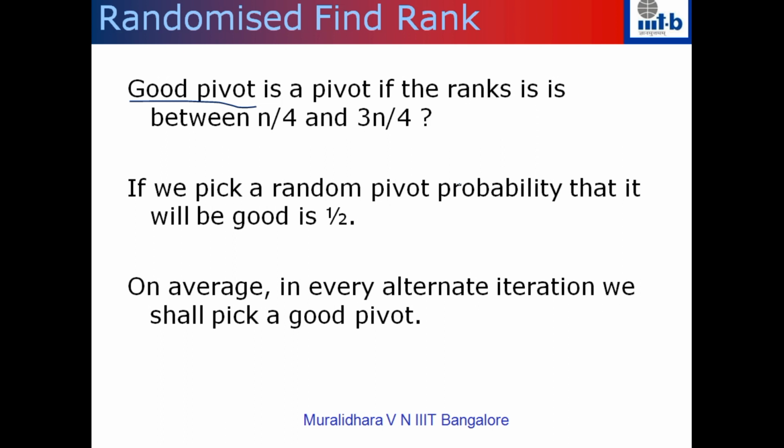So if half of them are good pivots and half are not, and I pick a random pivot, then the probability that it will be a good pivot is one half. What it means is that it's too difficult for me to expect that I'll pick a good pivot every time, but on average, every alternate iteration I should be able to pick a good pivot. If the probability of an event is one half, then the expected number of iterations in which I get a good pivot is 2.